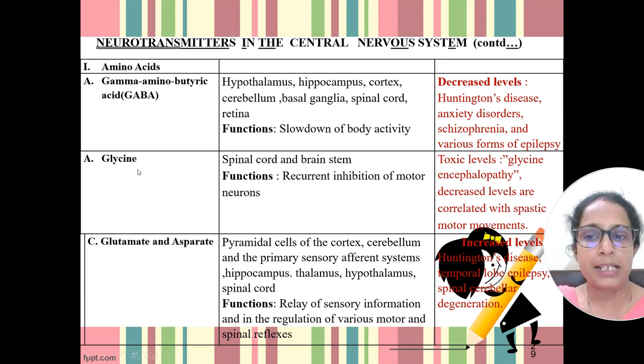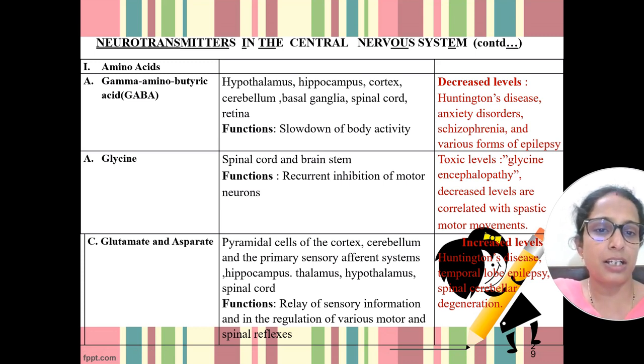So next is glycine. It is present in the spinal cord and brain, and its function is recurrent inhibition of motor neurons. Motor neurons ko basically they are responsible for inhibition of those neurons. If the level is toxic, then we will see encephalopathy. Toxic means increased, excess level. When the level is decreased, it is correlated with problems in synaptic motor movements. Jo motor movements hai, unki coordination mein problem hogi.